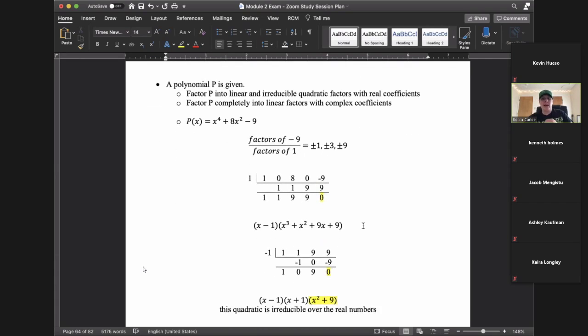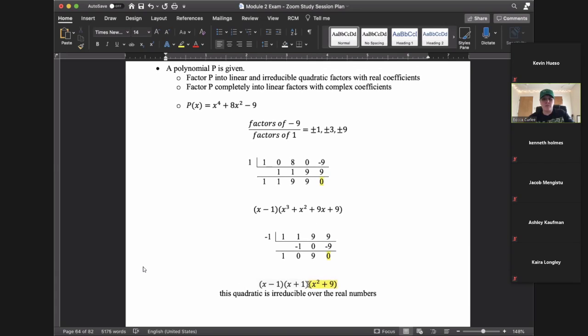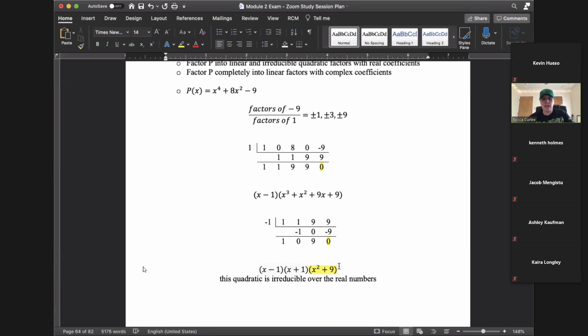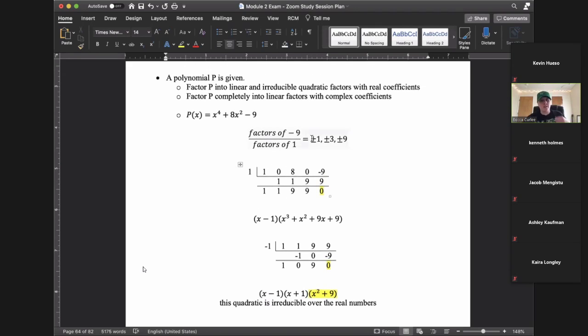So sometimes you'll be asked to factor it until you can't anymore without going into complex zeros. If you're doing it without complex zeros, then this quadratic is said to be irreducible over the real numbers. That's what they're asking for when they're asking for something that's irreducible. So we'll start with the factors of negative 9 over the factors of 1. That gives us plus or minus 1, plus or minus 3, and plus or minus 9.